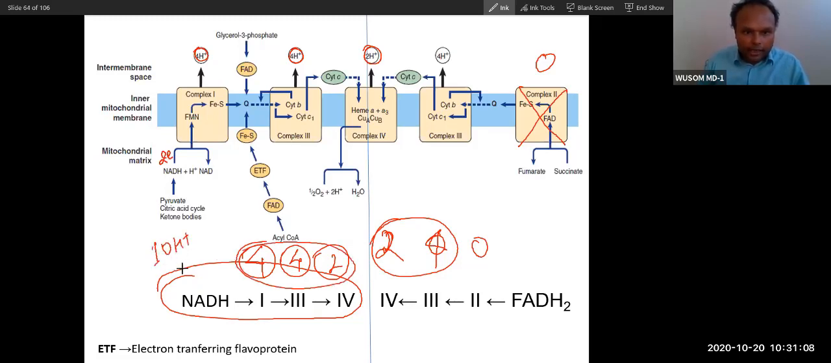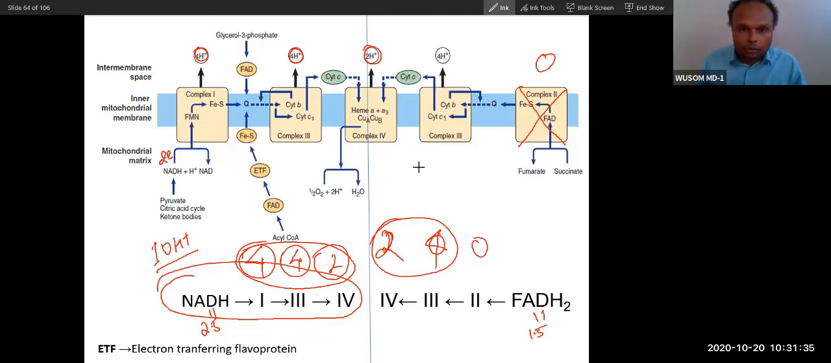So now you can find the meaning why NADH is equal to 2.5 ATP and FADH2 is 1.5 ATP, because energetically this electron has less energy. That is why it will pump less protons. The NADH electron has more energy. That is why it will pump more protons. So this is actually the difference. Less energy, fewer protons; more energy, more protons.